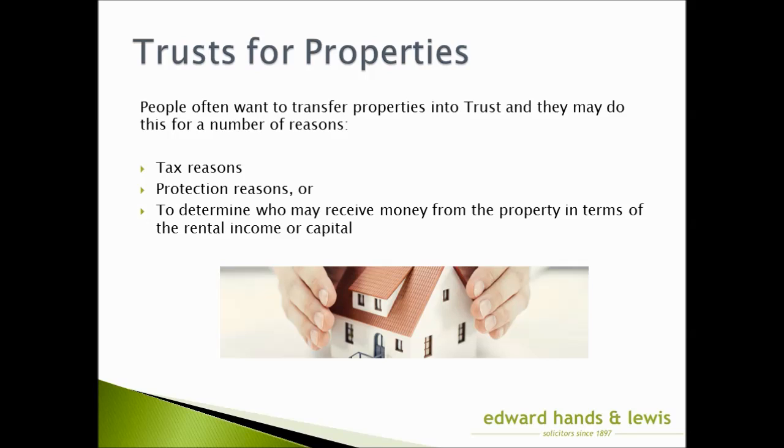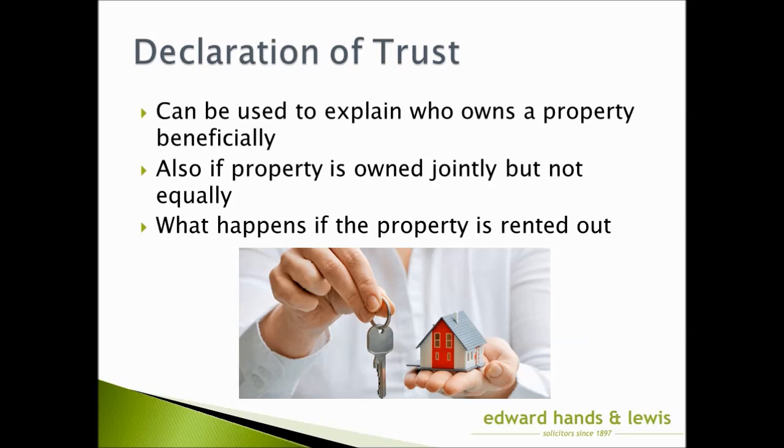So, examples of trusts for properties. The first one would be a simple declaration of trust. People quite often use a declaration of trust to explain who owns a property beneficially. So by that I mean that legally somebody would own the property, but actually they may well be holding it on trust for somebody else.